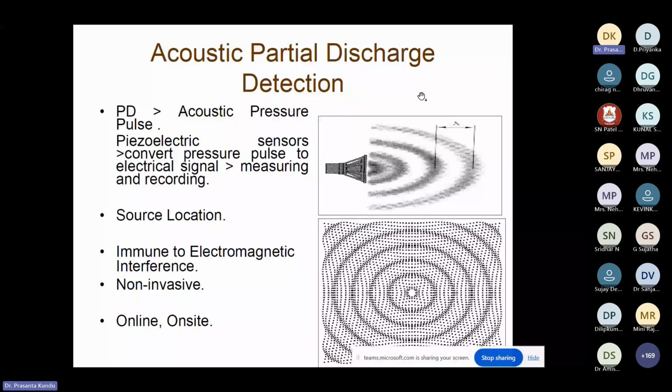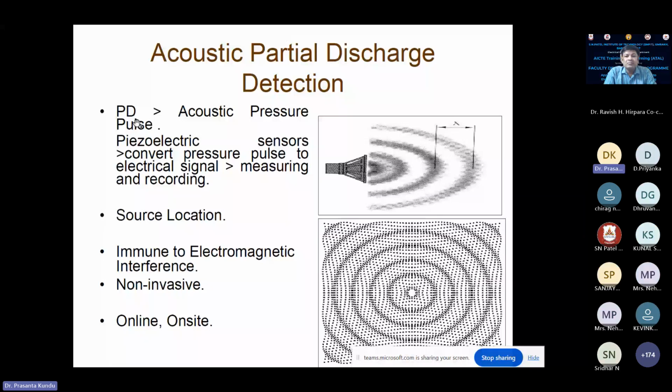Now we'll start the acoustic partial discharges, which can be done on site because it is immune to electromagnetic interference. It is a sound wave, a pressure wave, so it will not have interference with the electrical pulses. It is not an electromagnetic wave. So what is the fundamental of acoustic partial discharge?